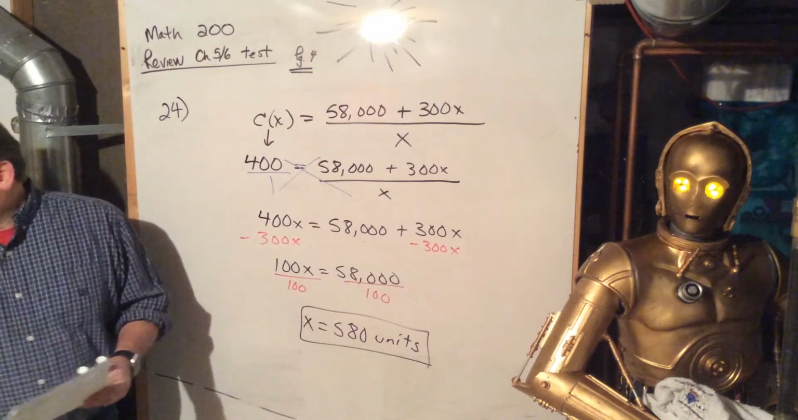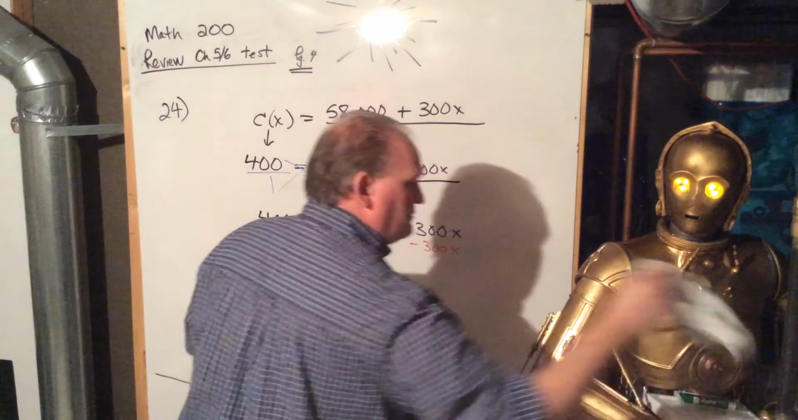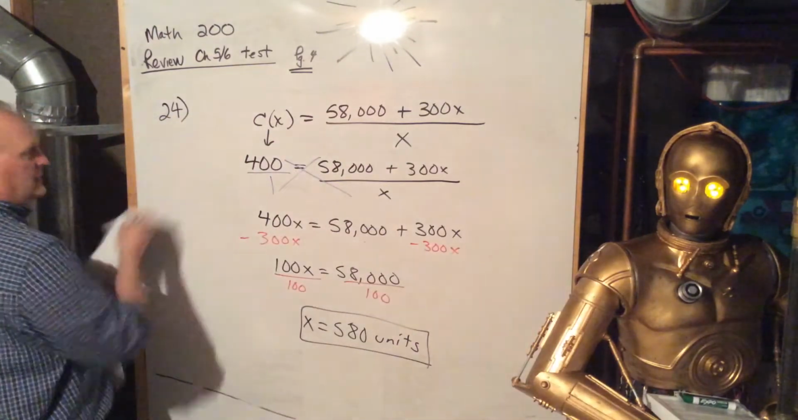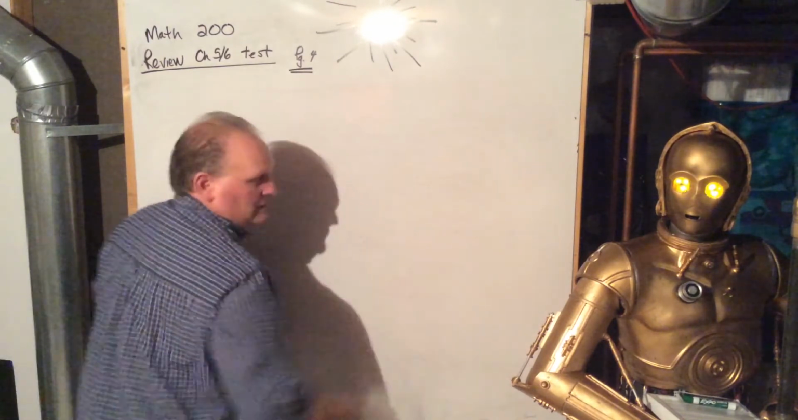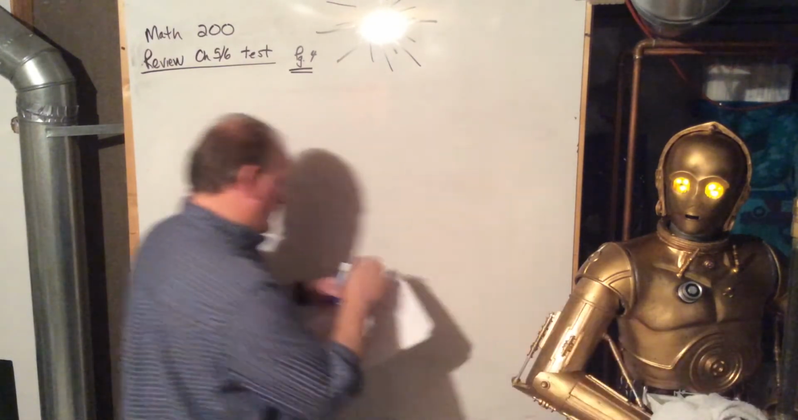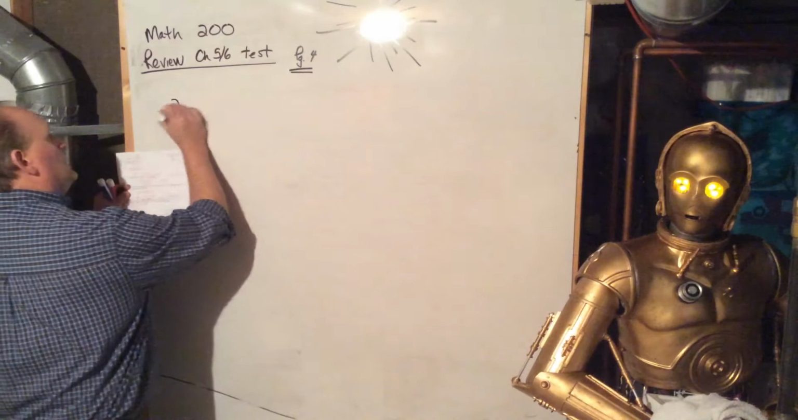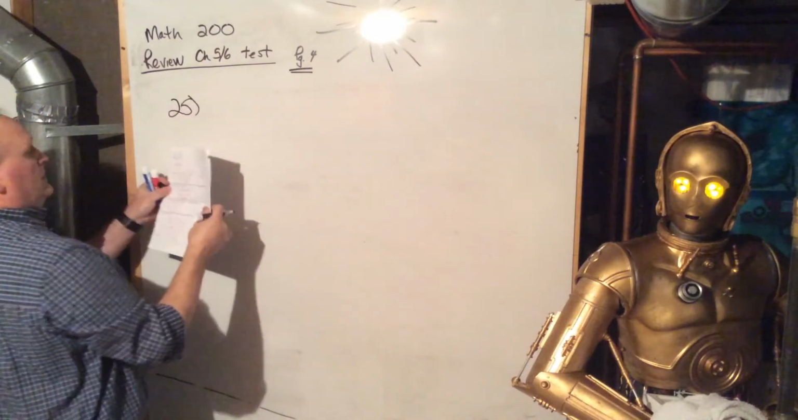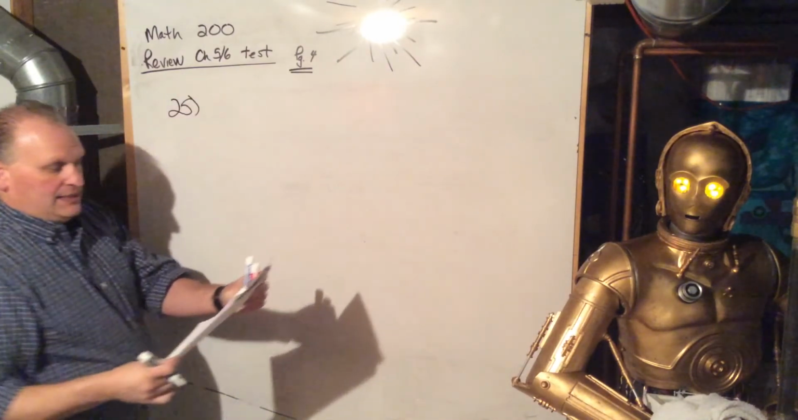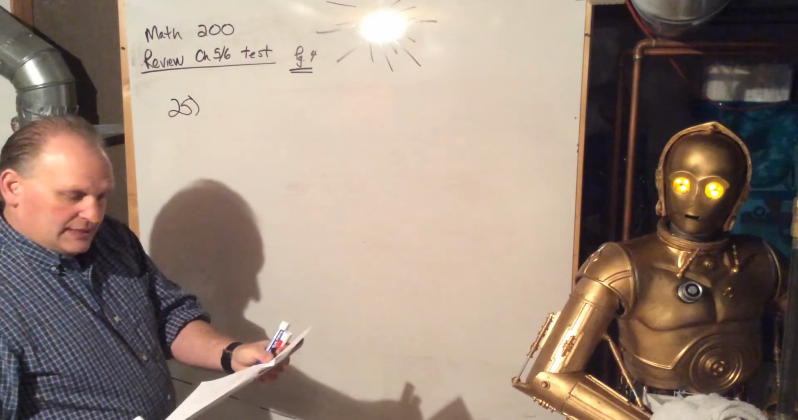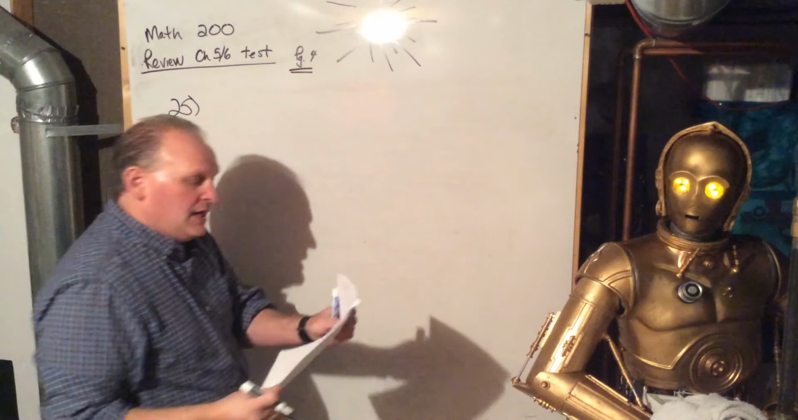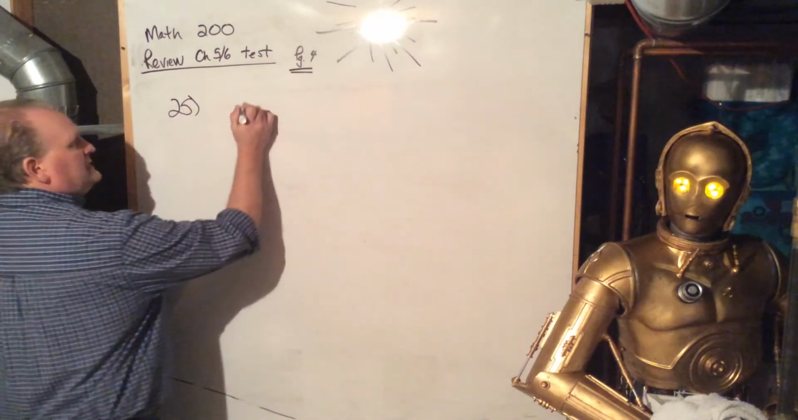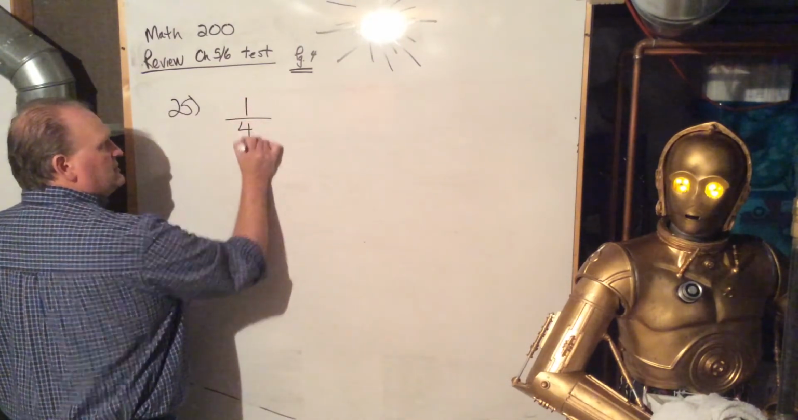All right. So then we're on to number 25. So number 25, Sidney can mow the lawn in 4 hours. Your son can do it in 12. They are working together. How long will it take them? So we want to combine these two different rates to do the same job.